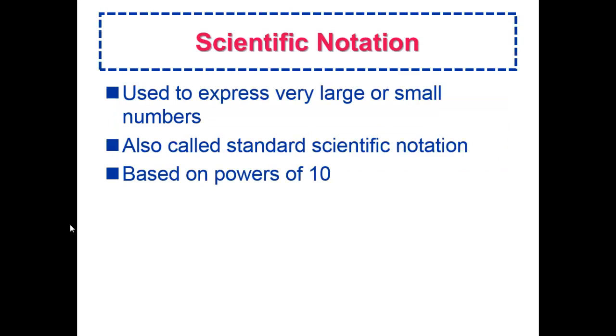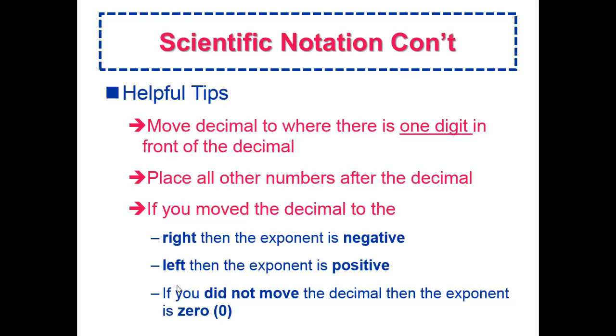We use scientific notation a lot in science class because we're talking about things like atoms and molecules, which are very small, and we have a large number of those things, so we use scientific notation to express that. So we're not talking about lots of zeros. Scientists don't like zeros, so we use this because it's an easier way to do it. We call it scientific notation. It's based on powers of 10. Just some helpful tips.